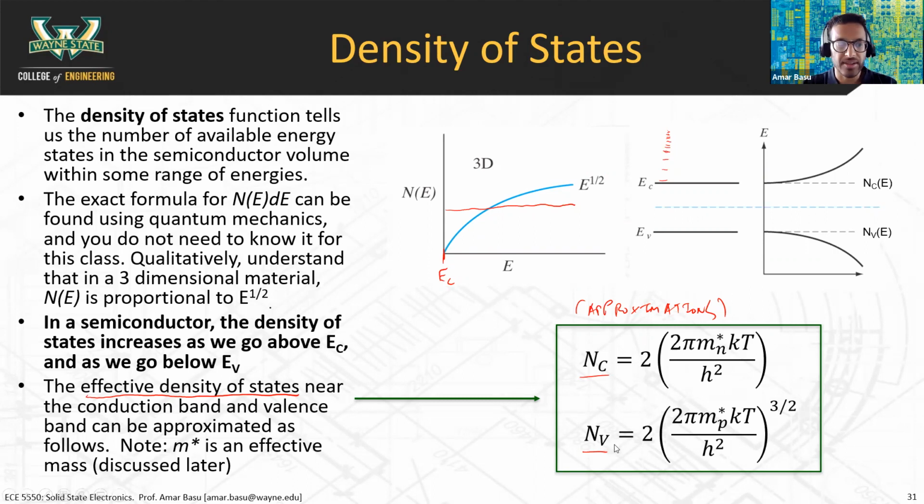Okay, so let's look at what's in this formula. 2 pi mn star. This is something called an effective mass. We have this kT factor, and then Planck's constant squared at the bottom. This is for density of states in the conduction band. For density of states in the valence band, the mn star is replaced with mp star. The mp star is an effective mass for holes. We'll get to that later in this module.